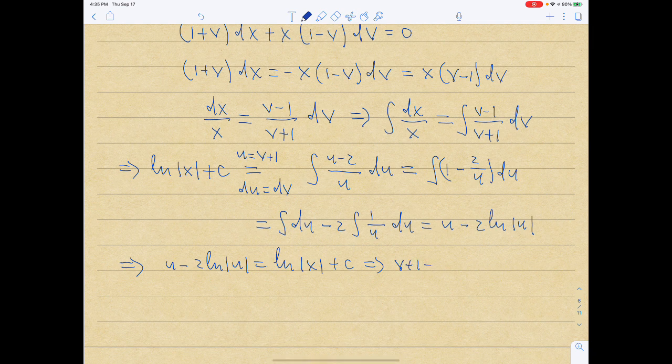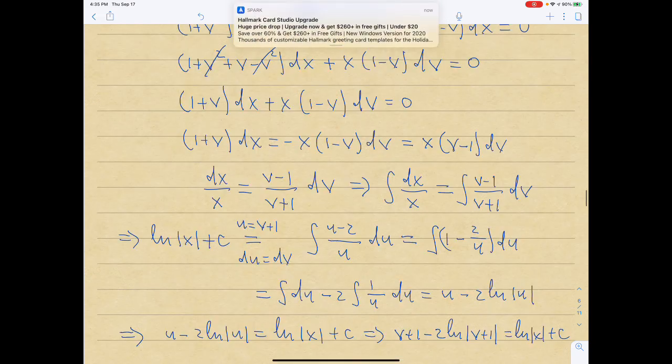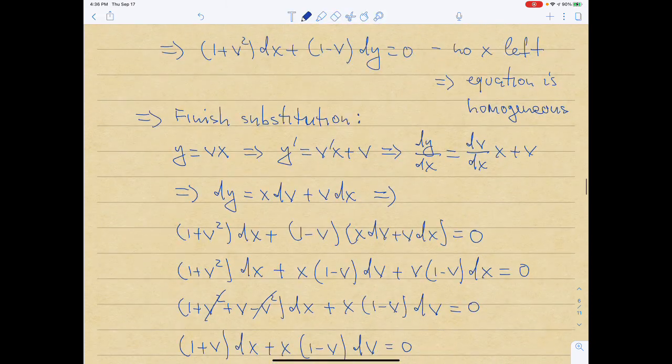So v plus 1 minus 2 natural log absolute value of v plus 1 equal to ln absolute value of x plus c. And then we remember also that we're actually looking for y as a solution and not v. y and v are related by y equal to vx. So v is y divided by x.